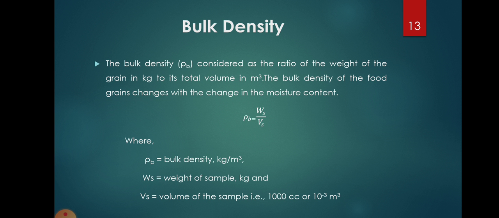mass per unit volume. The bulk density of the food grain changes with the change in the moisture content. It is given by rho b is equal to Ws divided by Vs, where rho b is equal to bulk density, unit is kg per meter cube, Ws is equal to weight of the sample in kg, and Vs is the volume of the sample, that is 100 cc or 10 raised to minus 3 meter cube.